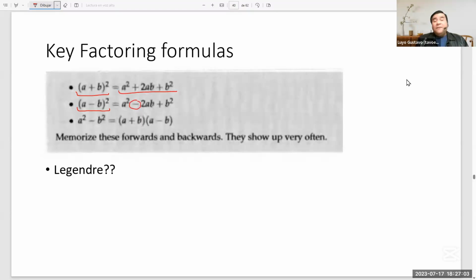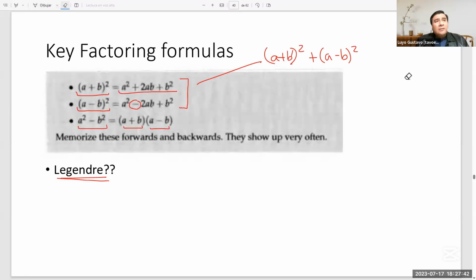Then you have the famous difference of squares, this one, which can be factored as the product of the sum and difference of the 2 terms in the difference of squares. Now, there are some other combinations that may come handy from time to time. Who is legendary? Well, it was a French mathematician who proposed a combination of these 2. For example, if you add a plus b squared plus a minus b squared, let me here amend this.